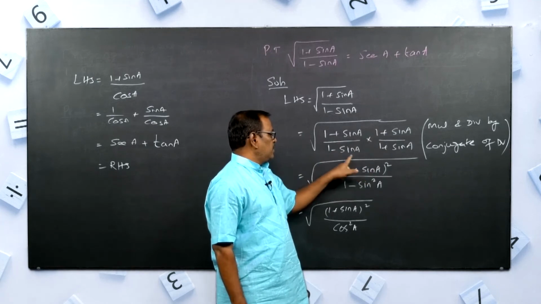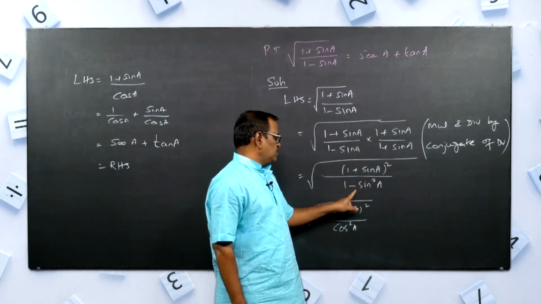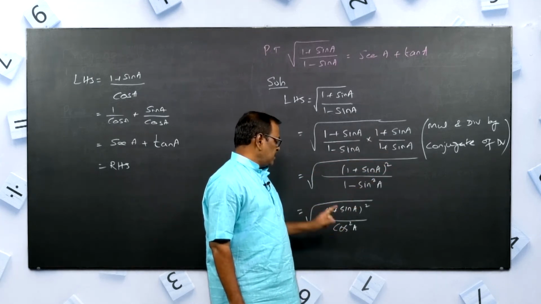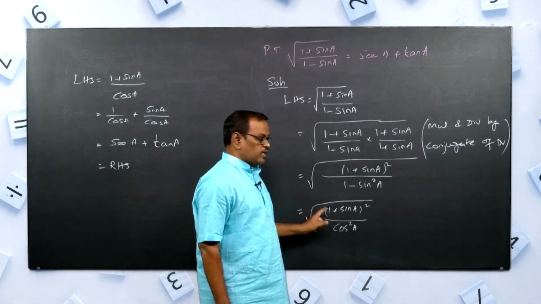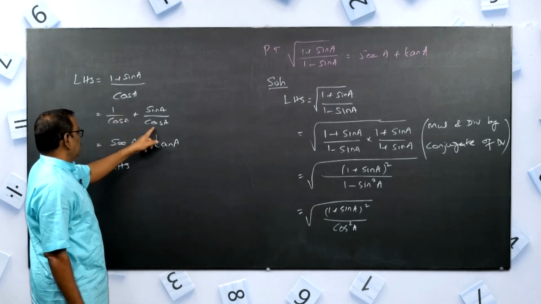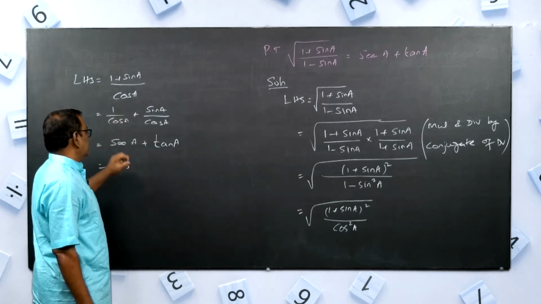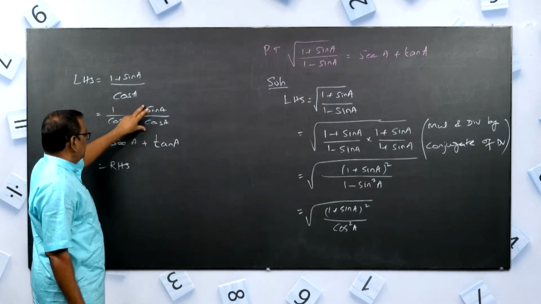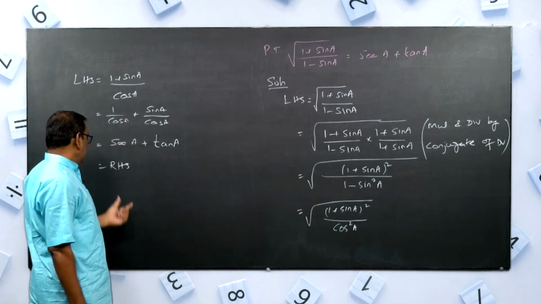by A plus B into A minus B, A square minus B square, 1 minus sin square A is cos square A. Both are even powers, so the square root removes them: 1 plus sin A by cos A. Splitting into two terms, 1 by cos A plus sin A by cos A. 1 by cos A is secant A and sin A by cos A is tan A. That is the RHS.